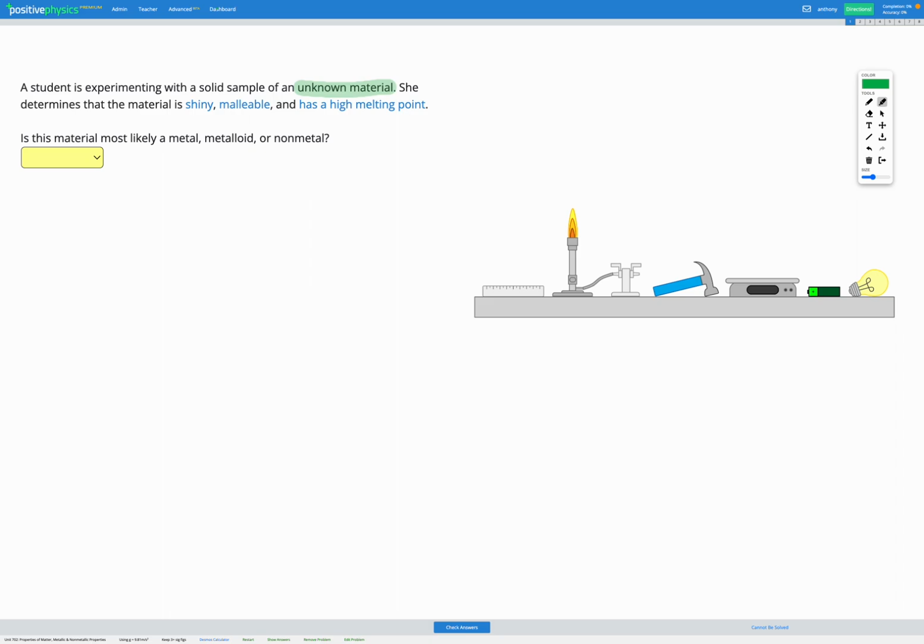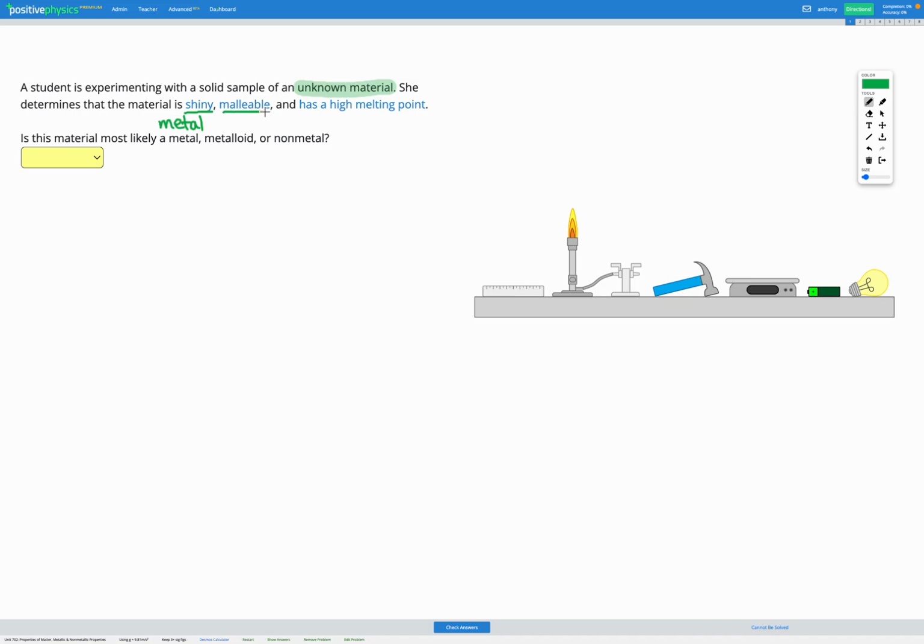So to figure this out, we're going to look at each of the properties that are mentioned about this material and decide, are those metallic properties? Are those non-metallic properties? And use that to make our decision. The first property listed is shiny. Shiny is typically a quality of metals. So I'm going to write that here. Non-metals, on the other hand, are usually dull.